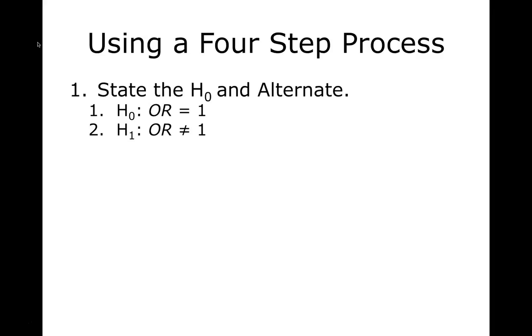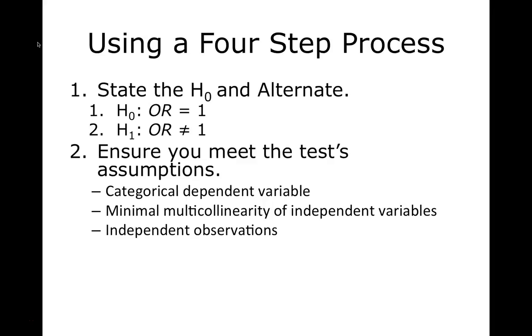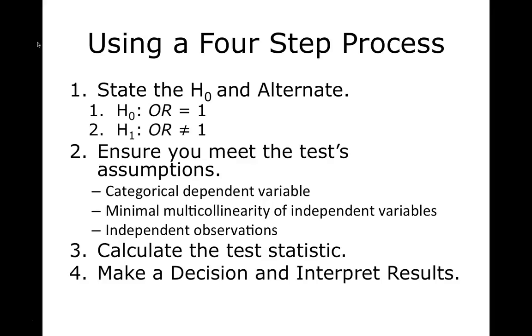In the alternative hypothesis in this situation, this is non-directional. We're saying that the odds ratio is not equal to 1. So it's either bigger than or less than 1. We want to ensure that we meet the test's assumptions. We have a categorical dependent variable, minimal multicollinearity of our independent variables, and independent groups. We want to calculate the test statistic and make a decision and interpret our results. So very similar steps that we go through.